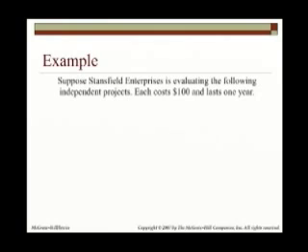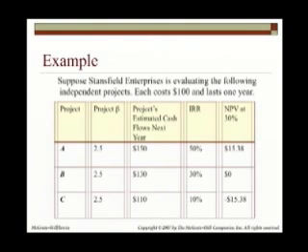All right, so let's look at Stanfield Enterprises, which is evaluating 3 independent projects, and each project costs $100 and lasts 1 year. The first project, Project A, has a beta of 2.5. In fact, all the projects have a beta of 2.5. The expected cash flow for Project A is $150, giving us a 50% return. And remember that the firm requires a 30% rate of return for projects of this risk. And so the net present value using 30% for Project A would be $15.38.